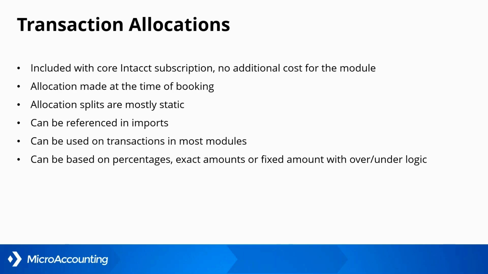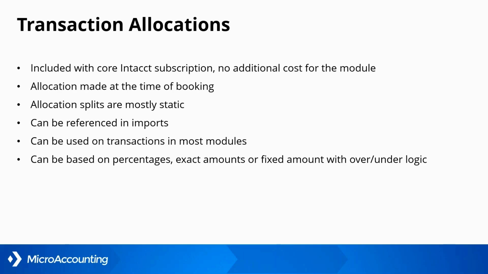They can be referenced and used in import. On your import templates, you can select the allocation ID and enter that in, and then it will import that transaction and allocate it out from that import as well. These can be used on most transactions in most modules. You'll see them on AP bills, journal entries, AR invoices, things like that. As one of the fields on the transaction line, you'll see that allocation ID, and you can select it, and then that will split that amount.